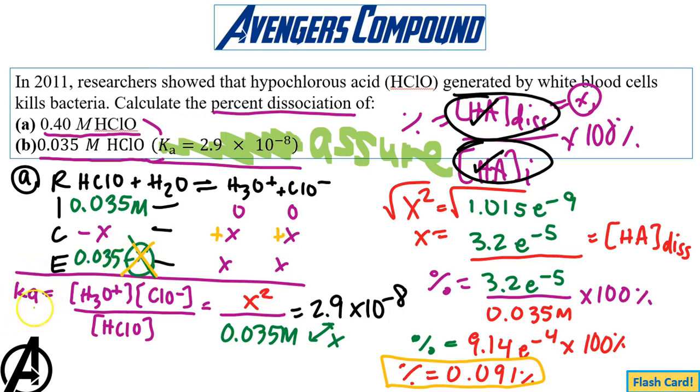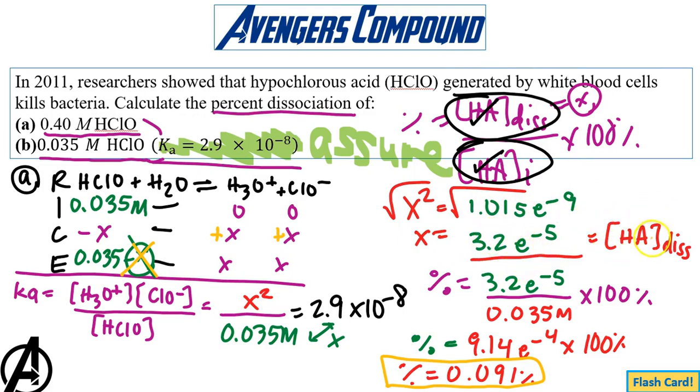And so we have our Ka expression written down, our products divided by our reactants. We're going to get X squared divided by now 0.035 molar. So after this, it's essentially the same setup that we had for letter A with our different numbers, of course. So I'm going to take my 2.9 times 10 to the negative 8 and cross multiply with 0.035. I get in my calculator 1.015 times 10 to the negative 9. I'm going to take the square root of both sides so I can isolate and get X by itself. When I take the square root of this, I get X is equal to 3.2 times 10 to the negative 5.